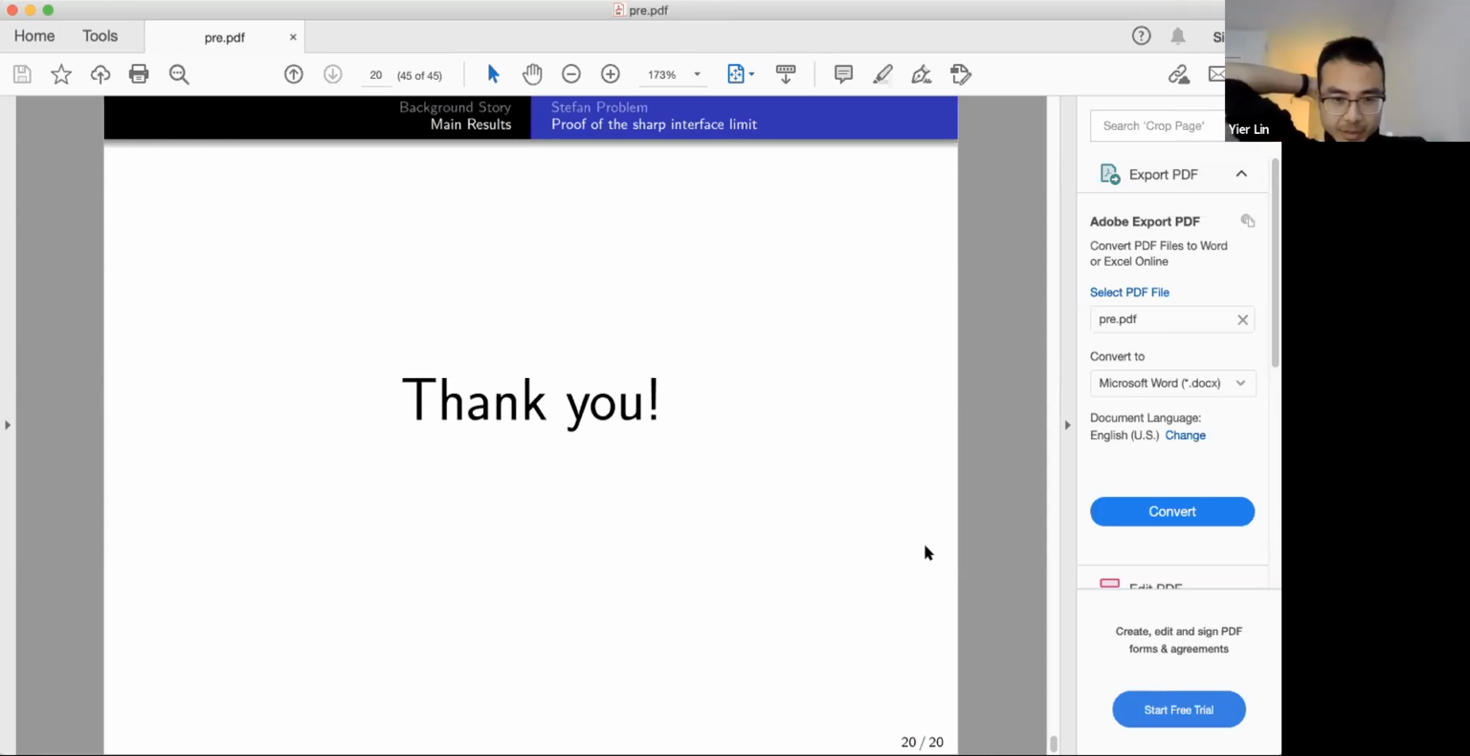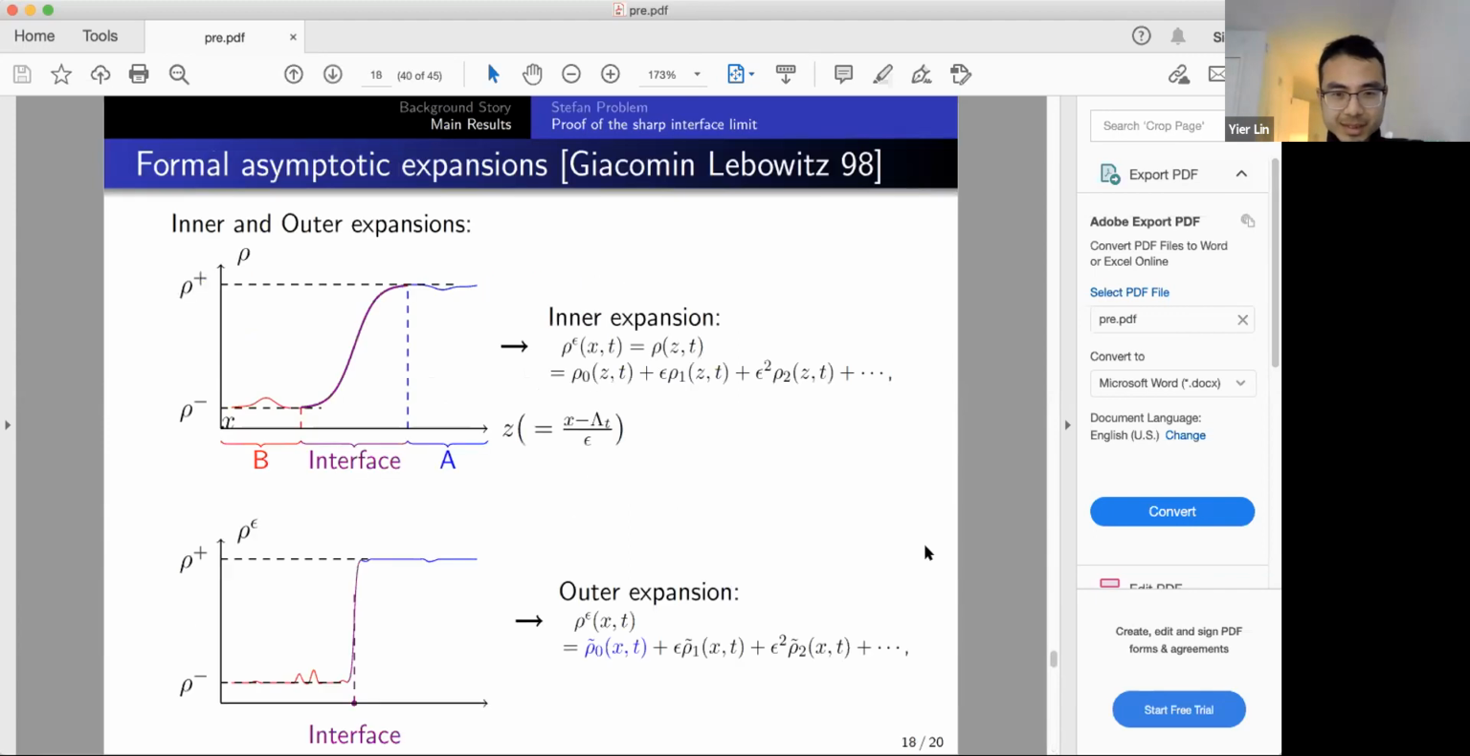Jiacheng, thanks for the talk. And I have a question. Can you explain in a little more detail about the inner and outer expansion in this physics heuristic? I don't quite get where they're coming from.